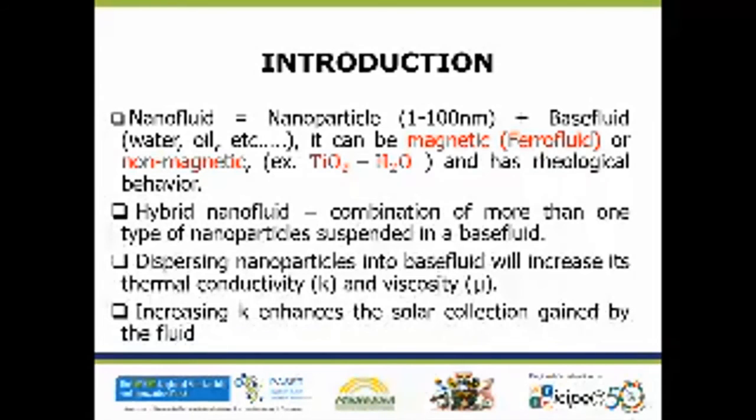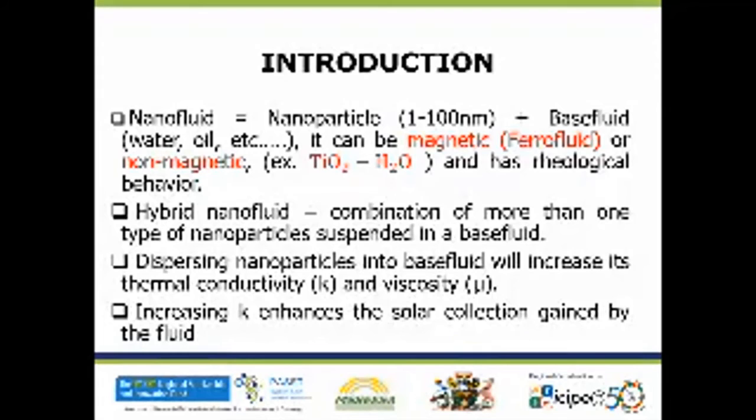Second point is hybrid nanofluid. Hybrid nanofluid is just a combination of nanofluids. You can have two or three types of particles suspended in a base fluid, or you can make two base fluids and inject one nanoparticle inside. So this is called hybrid nanofluid. By dispersing nanoparticles into the base fluid, there's another thing, viscosity. This will increase.